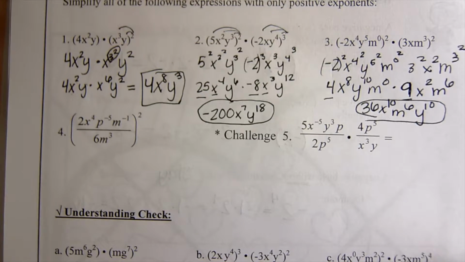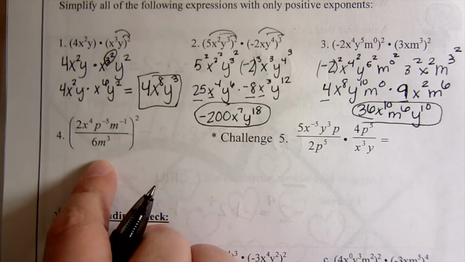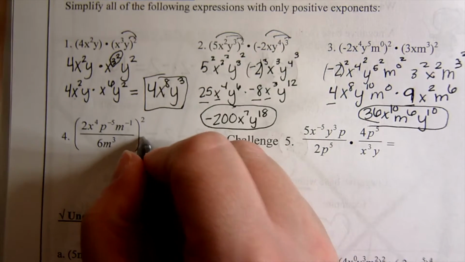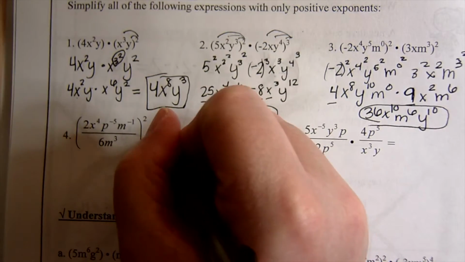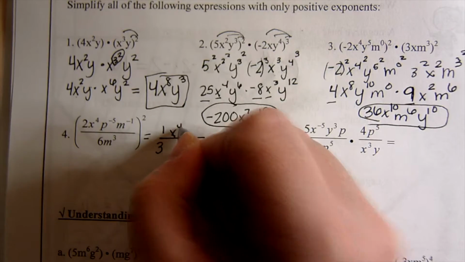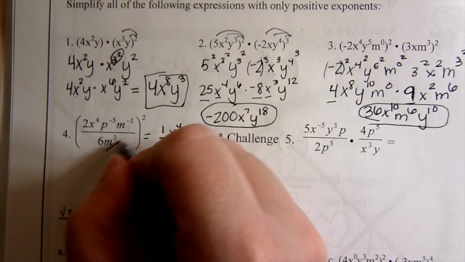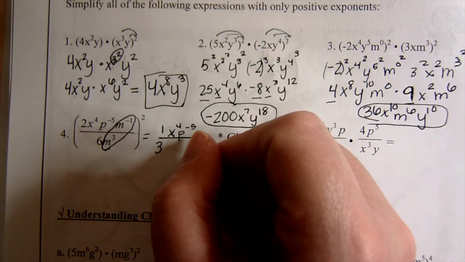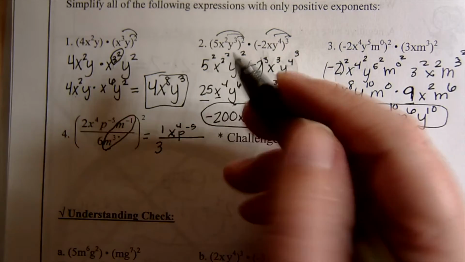Okay, number 4. With number 4, I suggest simplifying by division first and then bringing that 2, the exponent, in. So if I simplify first, 2 over 6 reduces to what? 1 over 3. X to the 4th doesn't combine with anything, so I'm just going to write that down. P to the negative fifth, again, does not combine with anything. What about m to the negative 1 over m cubed? Negative 1 minus 3, negative 4.